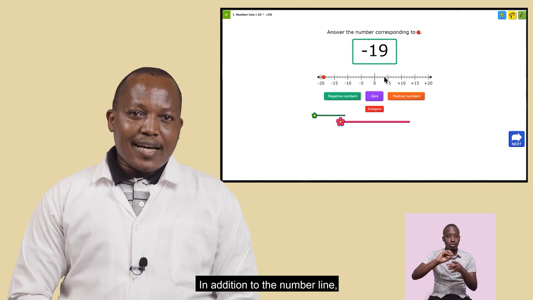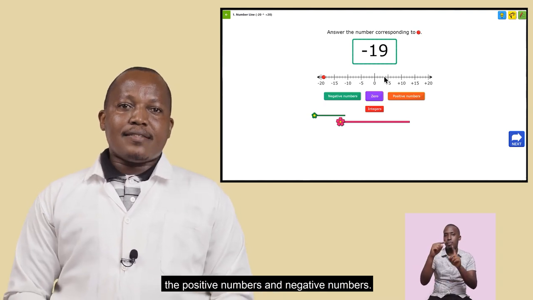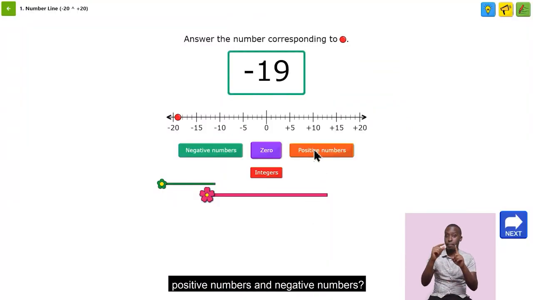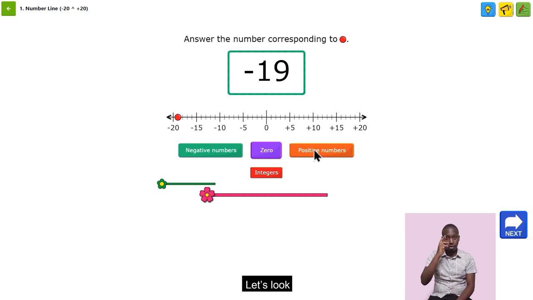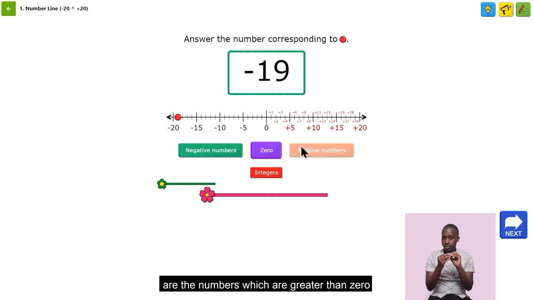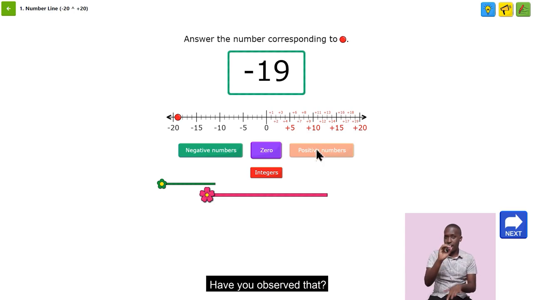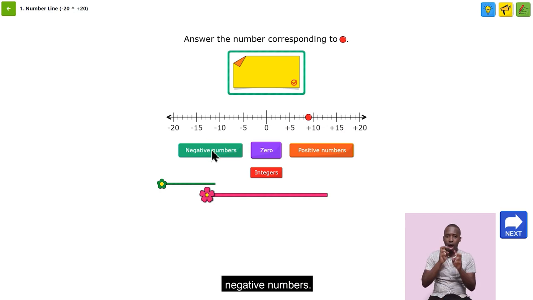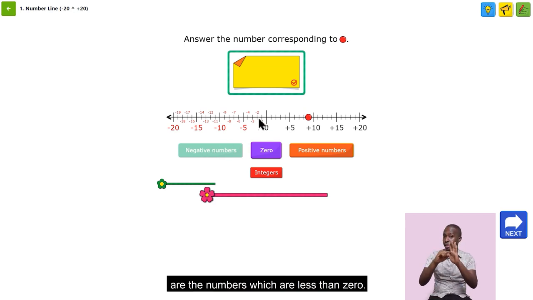In addition to the number line, let's review the positive numbers and negative numbers. Do you remember the word positive numbers and negative numbers? Let's take a look at positive numbers. Positive numbers are the numbers which are greater than 0. Have you observed that? Let's have a look now to negative numbers. Wow! Negative numbers are the numbers which are less than 0.